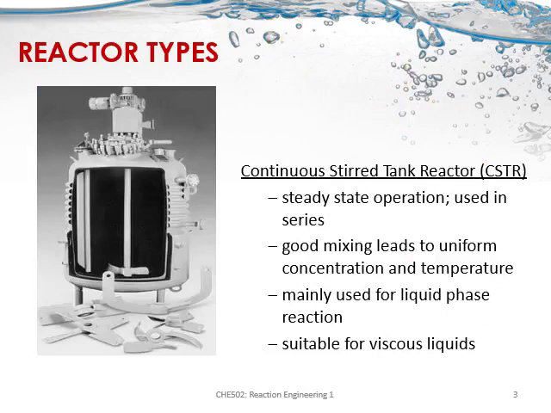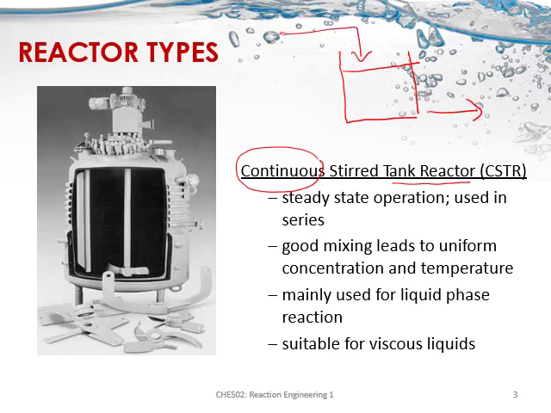Next is the continuous stirred tank reactor. As explained by the name of the reactor, continuous means you have a continuous mass flow rate in and mass flow rate out. So it is no longer number of moles. We always refer to the concentration, so CA naught and CA.